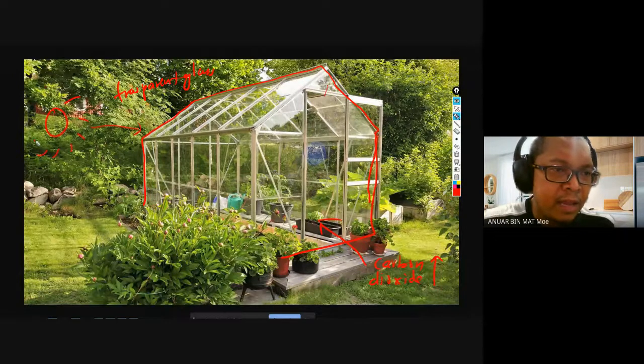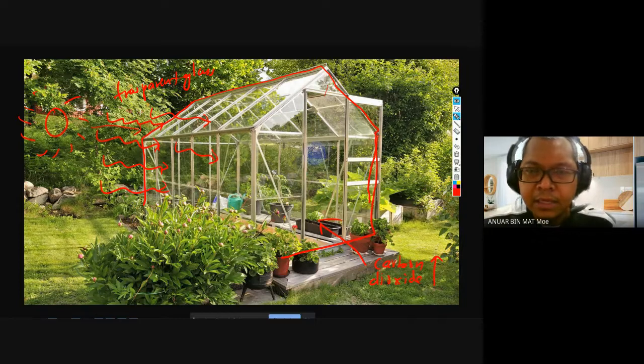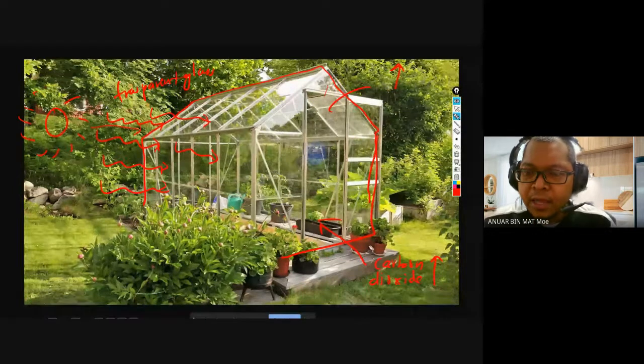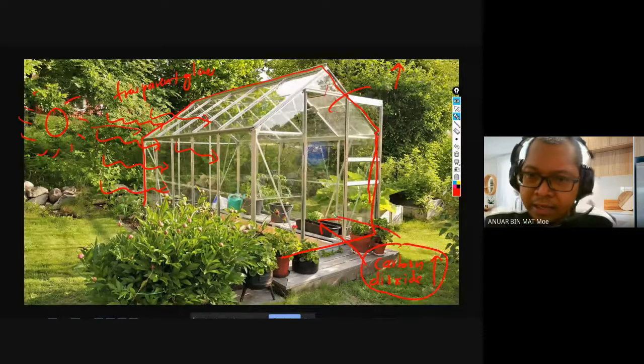Outside we have sunlight, right? And then when the sunlight comes, what happens inside the greenhouse? The temperature is increasing or decreasing? Increase. Yes, the temperature inside will increase. But if there is more carbon dioxide inside the greenhouse, it will trap more heat. The temperature is getting hotter. All right, so this is what we call the greenhouse effect.